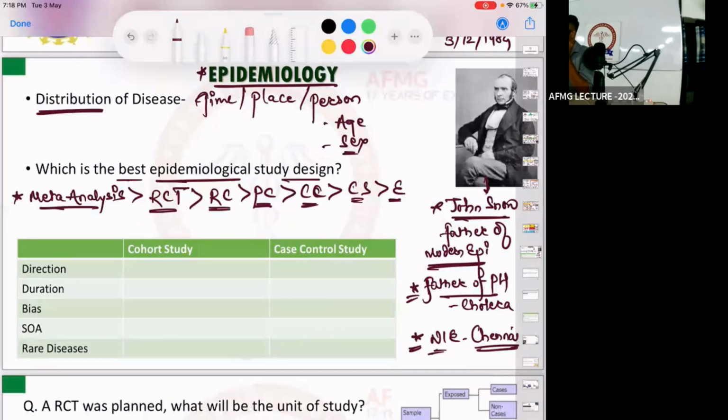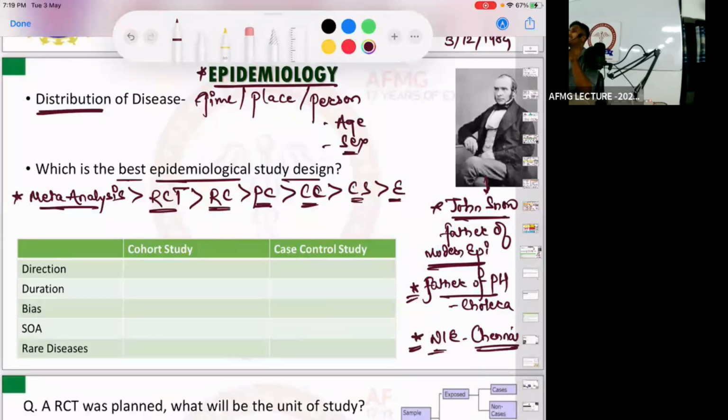Then come the analytical studies, where we test the hypothesis. Whatever hypothesis we have made, is it true or not? Hypothesis testing is done in the analytical studies, and the four analytical studies are cohort, case control, cross-sectional and ecological. Next come the interventional studies, which are for hypothesis confirmation: randomized control trial, clinical trial, field trials or community trials. ठीक है? No issues with this now.